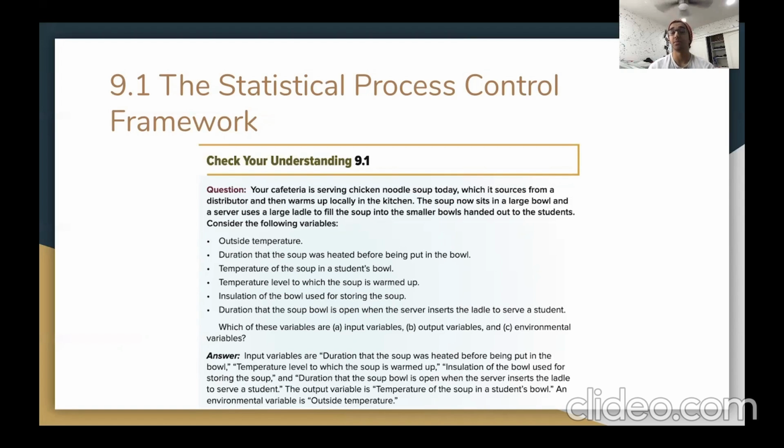And that leaves the output variable to be the temperature of the soup in the student's bowl, so when the student gets it. And that only leaves the environmental variable to be the outside temperature, because it's something that the management can't control, and that also affects the temperature of the soup in the student's bowl.